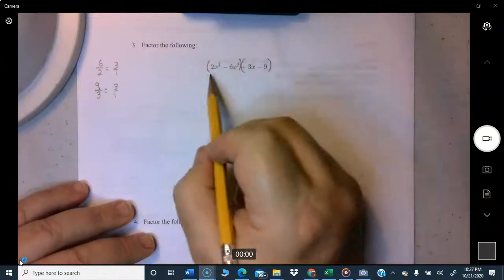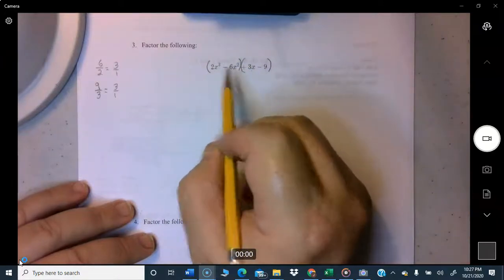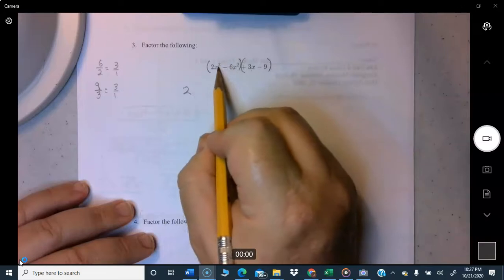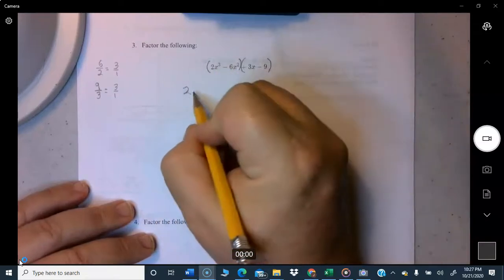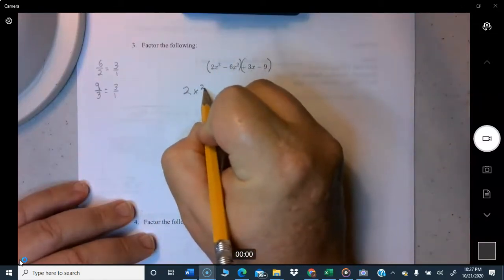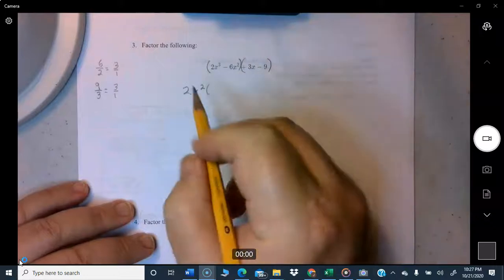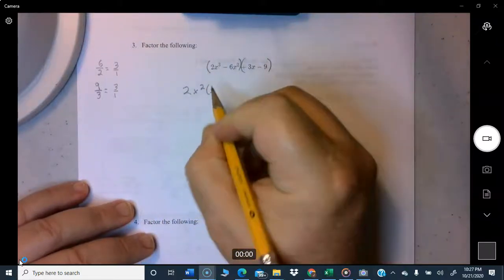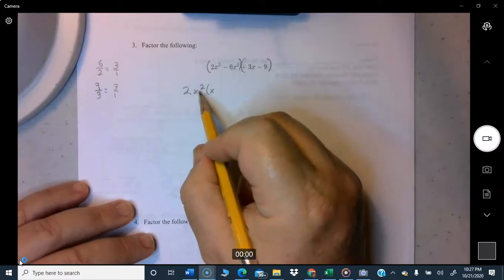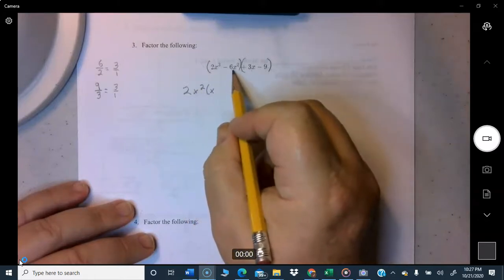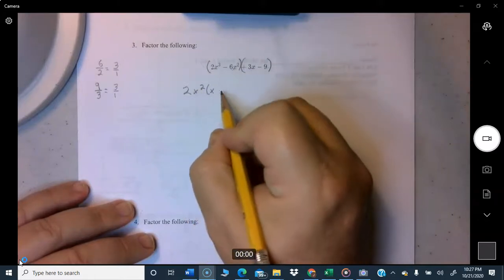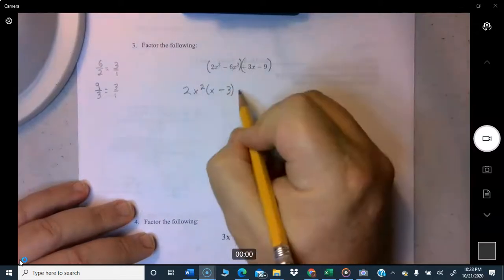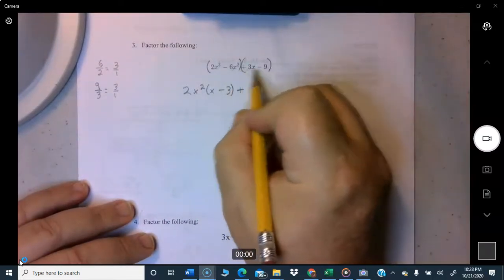Okay? So what can we pull out of here? Well, we can pull a 2 out of here. And there's an x squared there, there's an x to the third there, so they both have an x squared in common. And now we go back, 2x squared times what gives you 2x to the third? That would be x. Okay, 2x squared times what gives you negative 6x squared? That would be a negative 3. Now we have a plus sign here, just to separate these two.